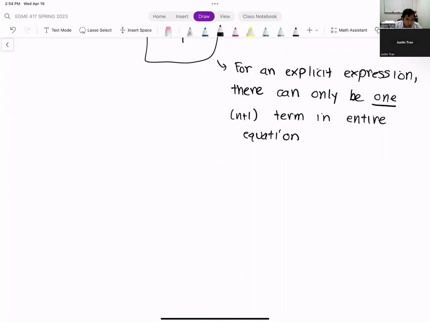So for explicit Euler, let's start with the 1D equation. The 1D equation is partial phi partial t equals minus u partial phi partial x plus k partial squared phi partial x squared plus q of x.